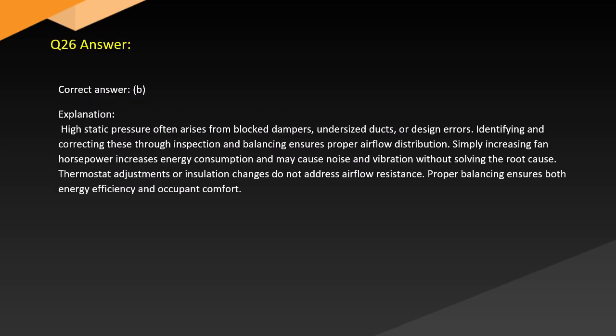Answer. Correct answer: B. Explanation. High static pressure often arises from blocked dampers, undersized ducts, or design errors. Identifying and correcting these through inspection and balancing ensures proper airflow distribution. Simply increasing fan horsepower increases energy consumption and may cause noise and vibration without solving the root cause. Thermostat adjustments or insulation changes do not address airflow resistance. Proper balancing ensures energy efficiency and occupant comfort.